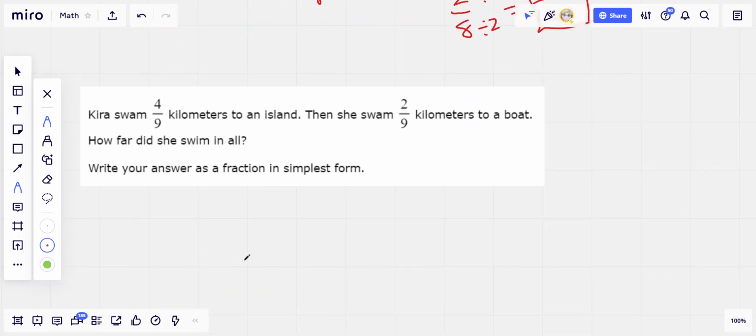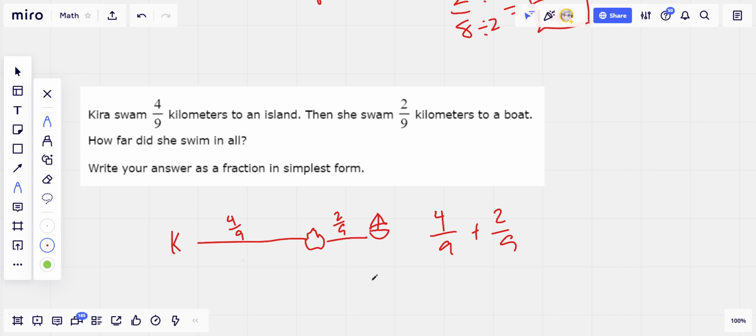So this says Kira swam 4/9 kilometers to an island. She swam 2/9 kilometers to a boat. How far did she swim in all? Okay, so here's Kira, and she goes to an island, and this takes 4/9 of a kilometer. And then she swims even further to a boat, and that takes 2/9. So we're going to add these two together to get the full picture. So 4/9 plus 2/9 is going to give us the whole distance that Kira swam.